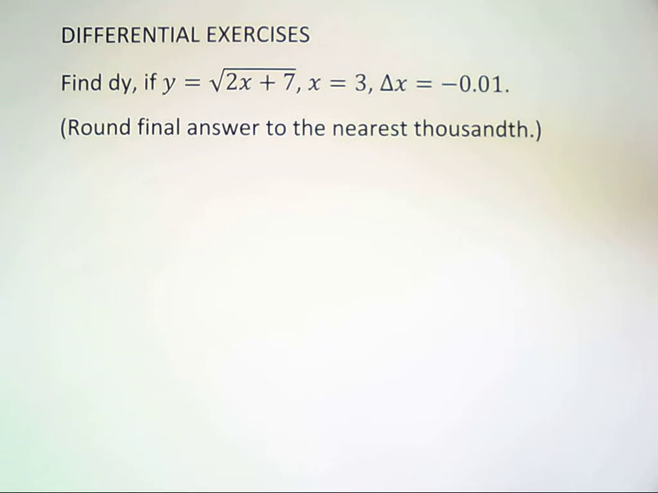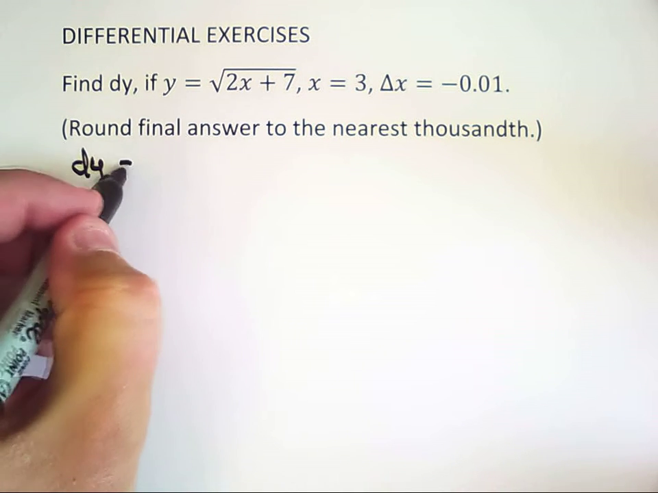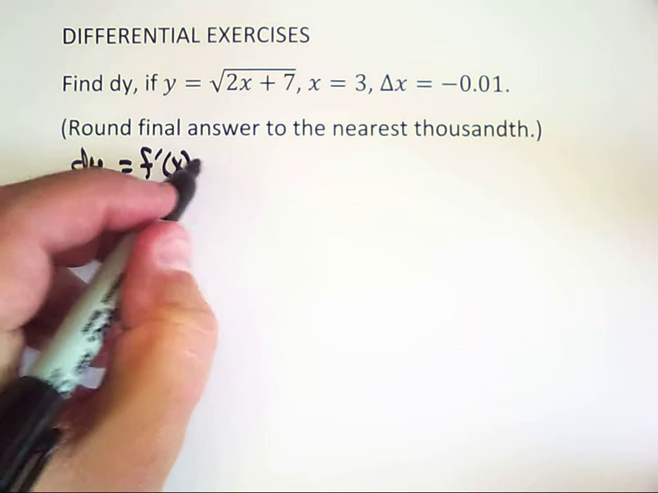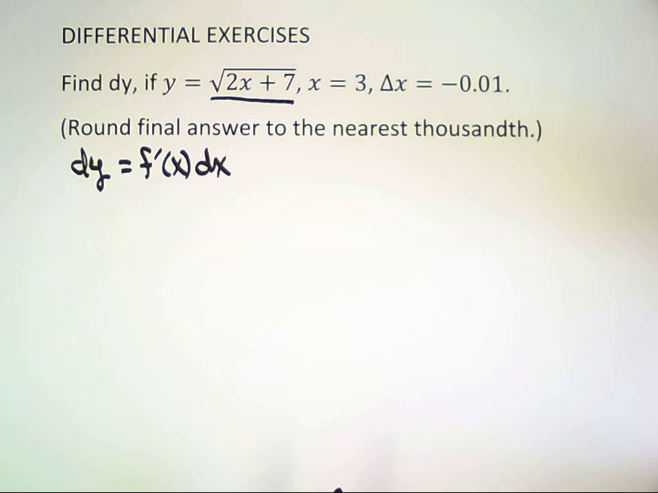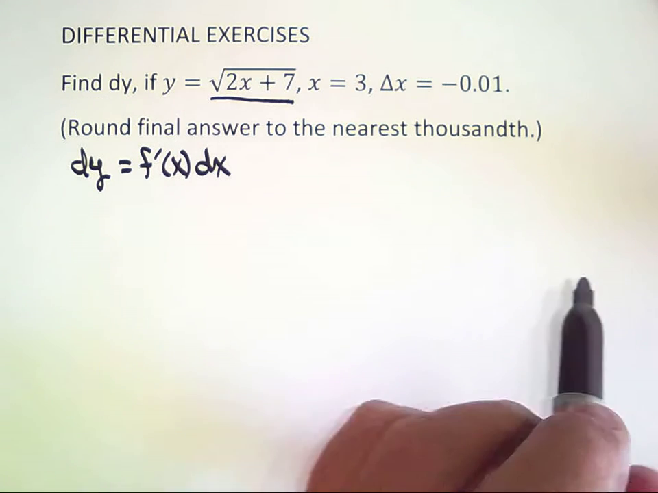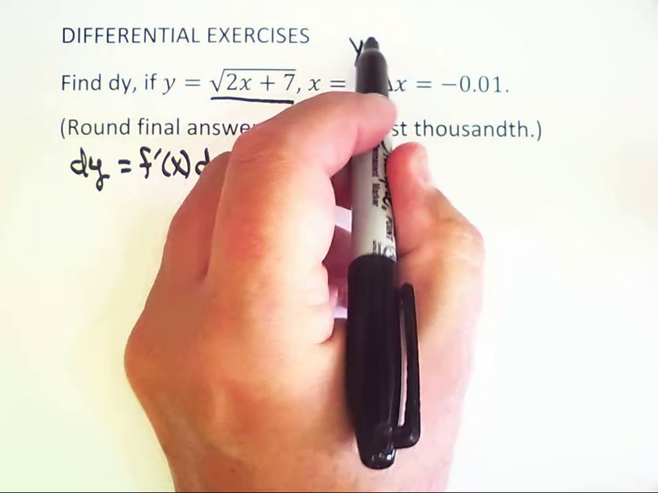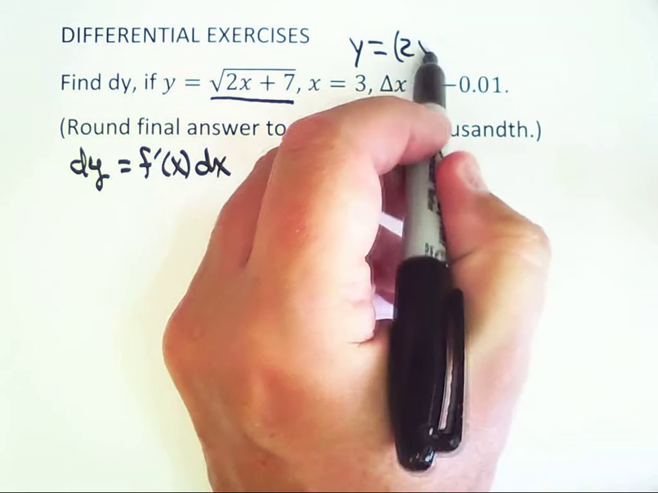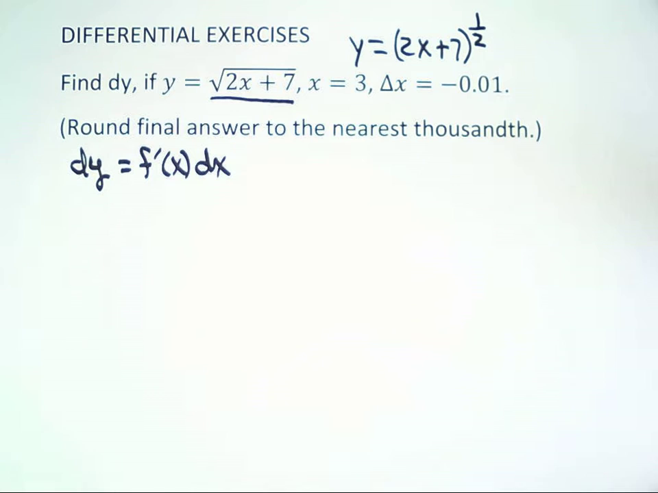Let's look at another one. A little bit harder derivative, but basically the same process. Again, the formula: dy is f prime of x dx. Here, f of x is a square root, and at some point you're going to have to remember that a square root is the same as a 1/2 power. So you might, at least in your head, even if you don't write it down, keep in mind that we're working with a 1/2 power.